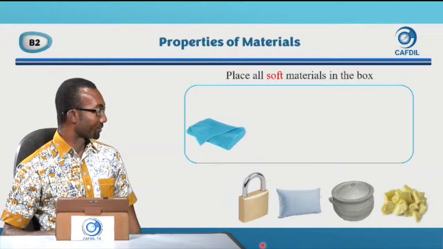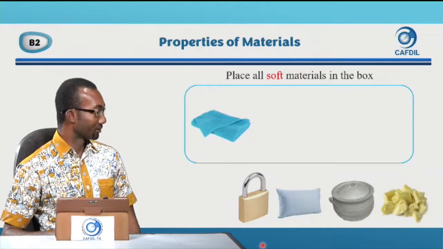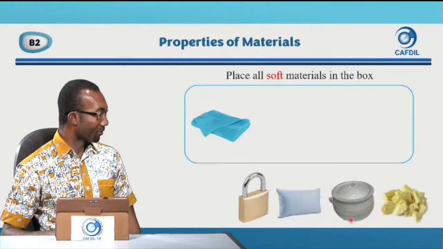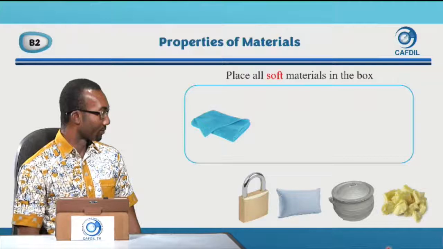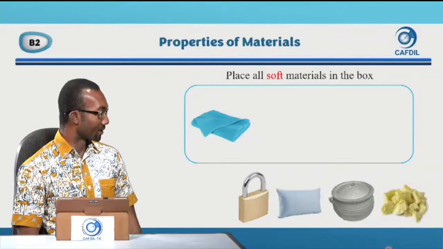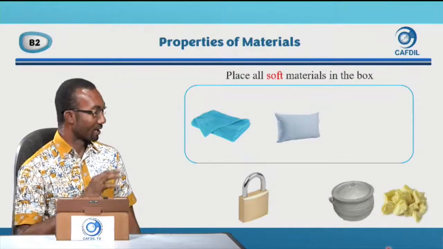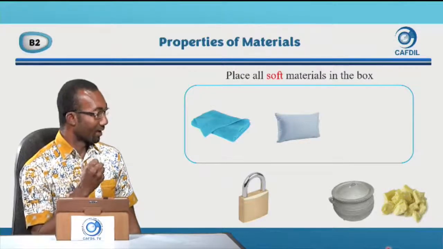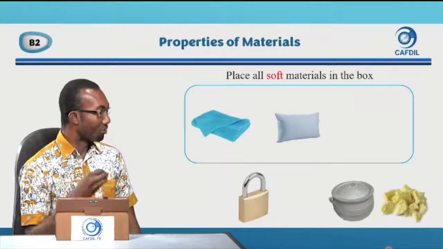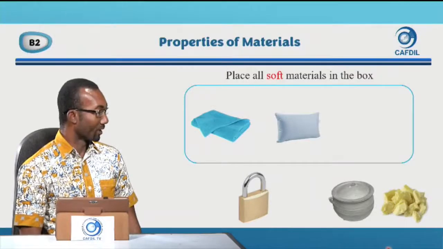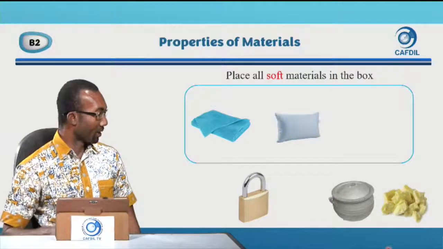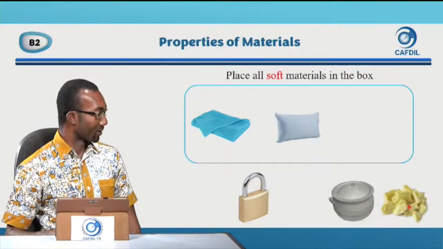So the first one, we have towel. The towel is soft. We have padlock, we have pillow, we have metal pot here, we have share better. So which one will be the next? Pillow. Yes, pillow is soft. Pillow is made of soft material. Fabric, and then sometimes another fabric inside, or wool or cotton inside. And then do you have another soft material down here? It's left with the padlock, the metal pot, and then the share better.